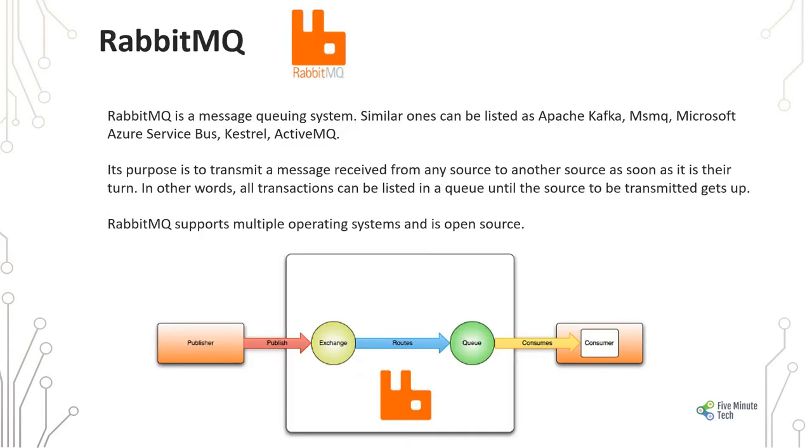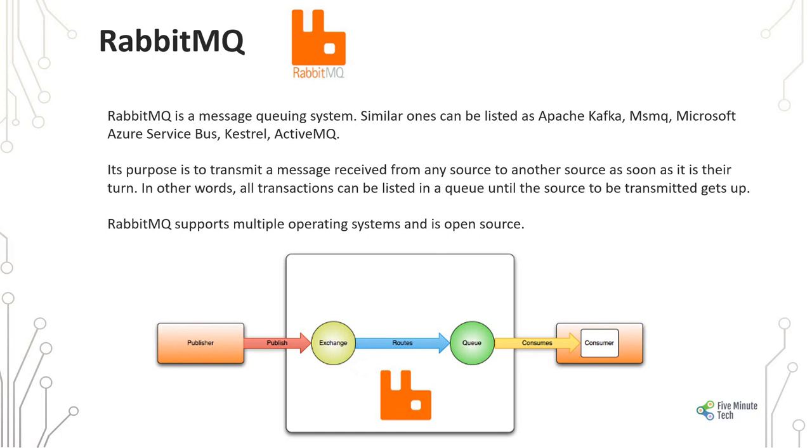So what is RabbitMQ? RabbitMQ is a message queuing system similar to something which we have like an Apache Kafka, MSMQ, Azure Service Bus. Kestrel is also an example, along with ActiveMQ. The purpose of this RabbitMQ is to transmit a message received from any source, producer in that case, to another source as soon as it is their turn. In other words, all transactions can be listed in a queue until the source to which it can be transmitted gets up.